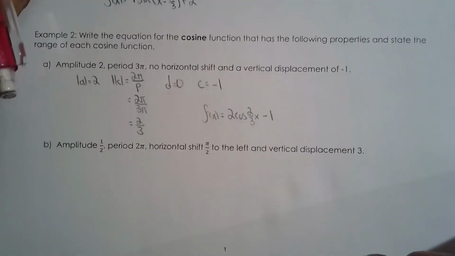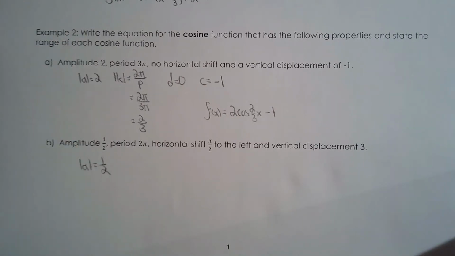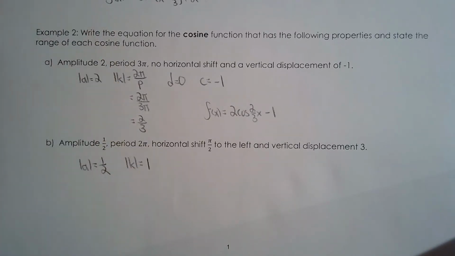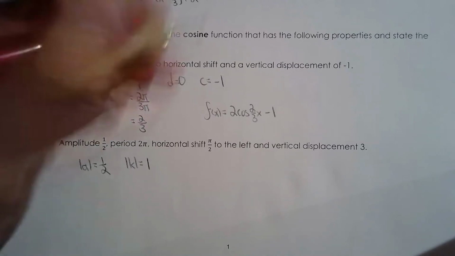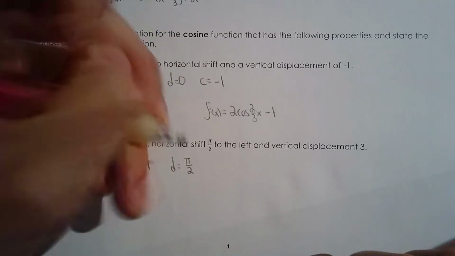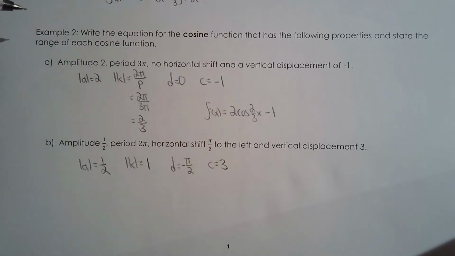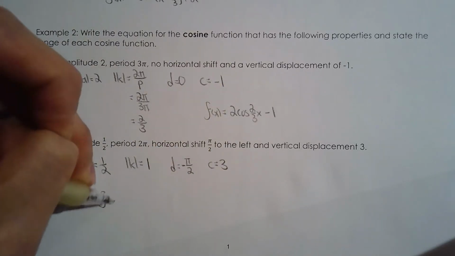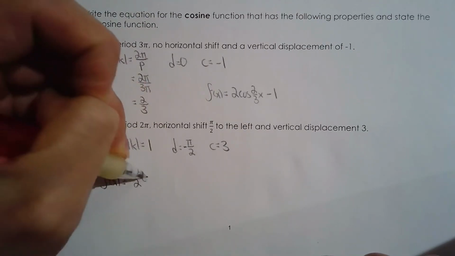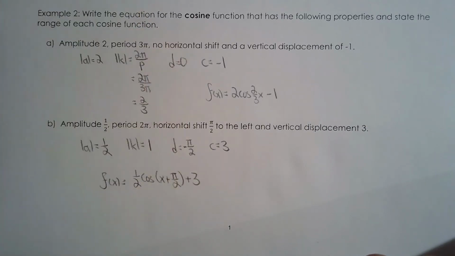Alright, one more to go, and then we'll do the fun stuff. So amplitude is half, so the magnitude of A is half. The period is 2 pi, so the magnitude of K is 1, because the period remains the same as it was before. Shift of pi over 2 to the left, so it's negative pi over 2. C is 3 because you shifted 3 units up. So what's the equation? f of x equals half cos of x plus pi over 2, plus 3.